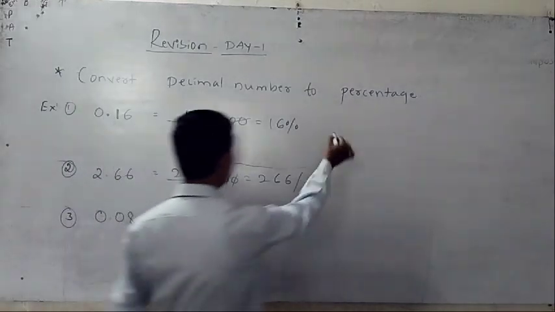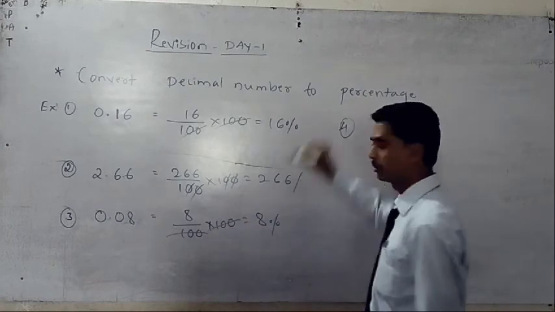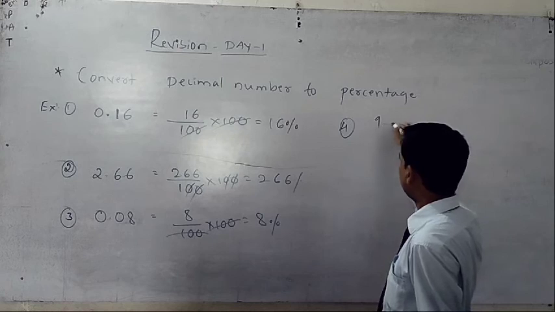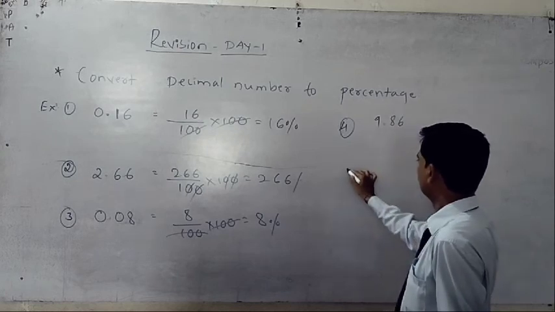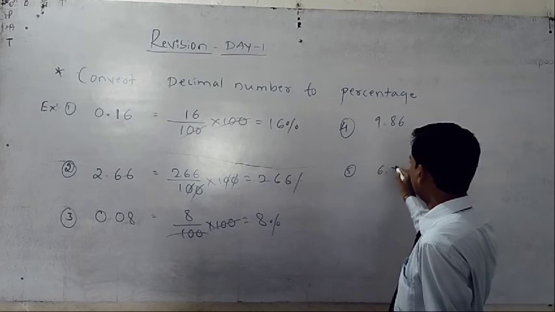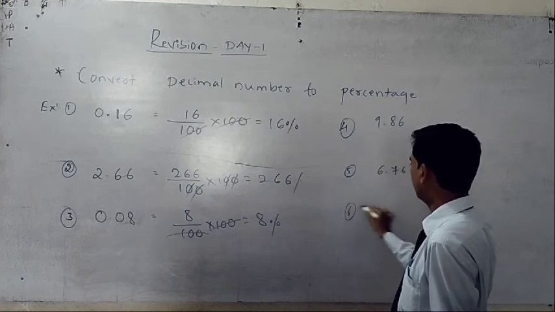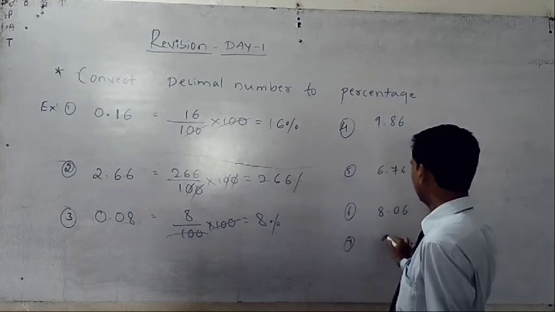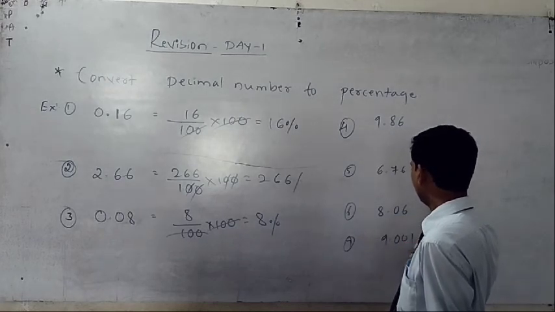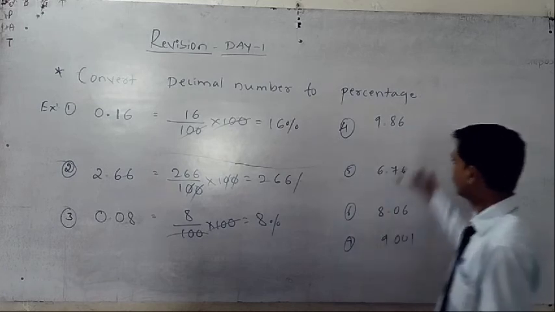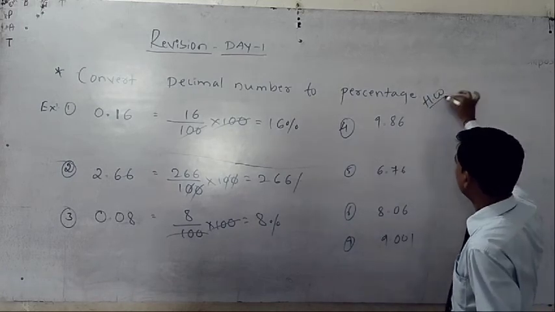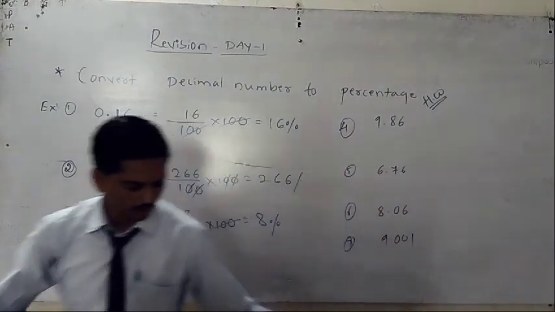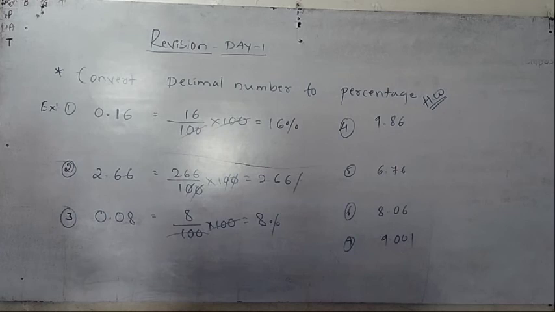Okay, last ones I will give you. You only solve these problems. 9.86, fifth one. 6.76, sixth one. 8.06, seventh one. 9.001. All these problems are homework. Okay. And the remaining I will give you in your exercise problems.